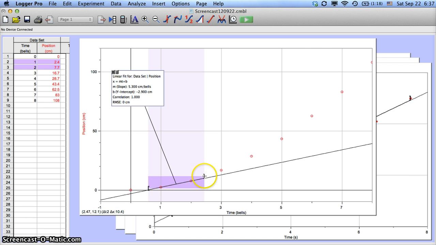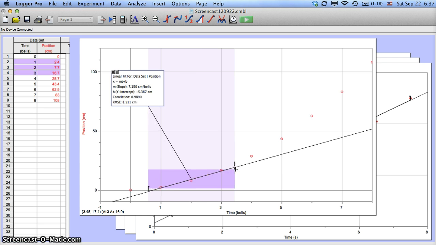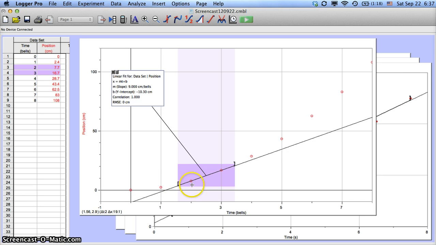And then you go on, if you hover here, move that little bracket between 3 and 4. Grab this bracket, move it between 1 and 2, and now the line is going through the point at 2 bells and 3 bells, and now the slope is 9.0 centimeters per bell. So you can do that for each successive pair of points, and when you're done, you have a table of velocity points at different times.